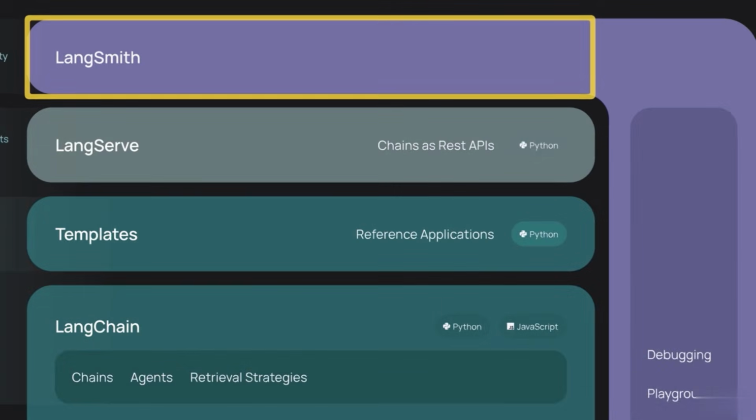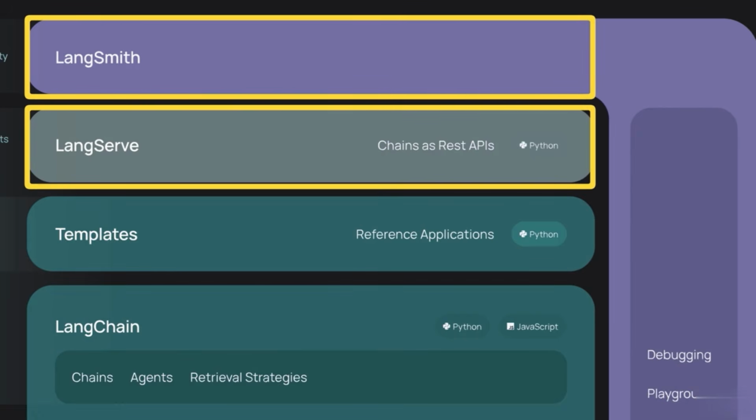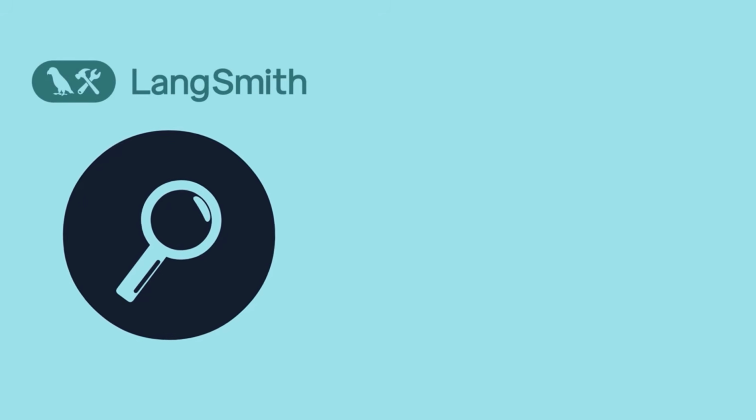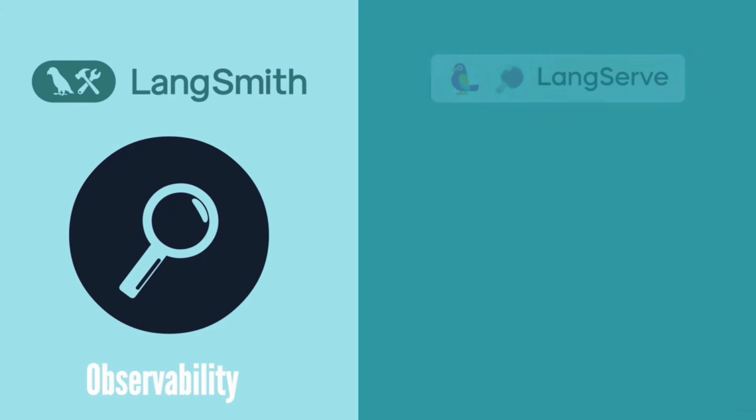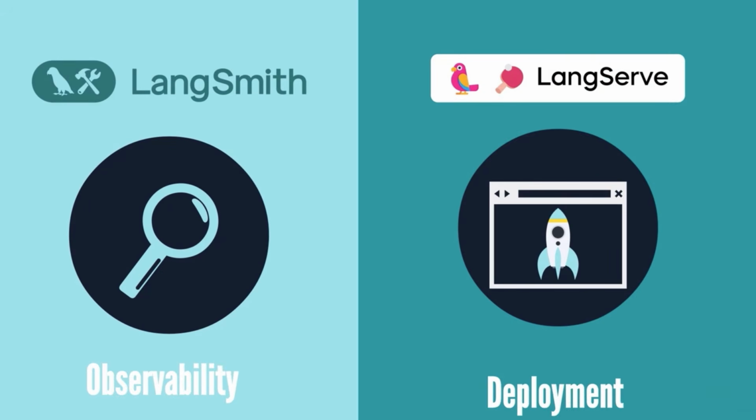What's left are the Langsmith platform and the LangServe libraries, which we briefly mentioned earlier. The former is responsible for a product's observability, while the latter is for the deployment.